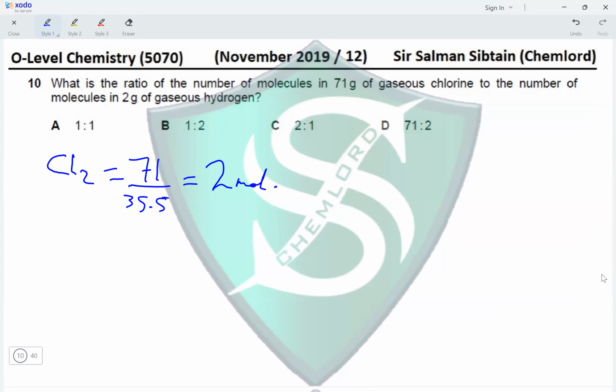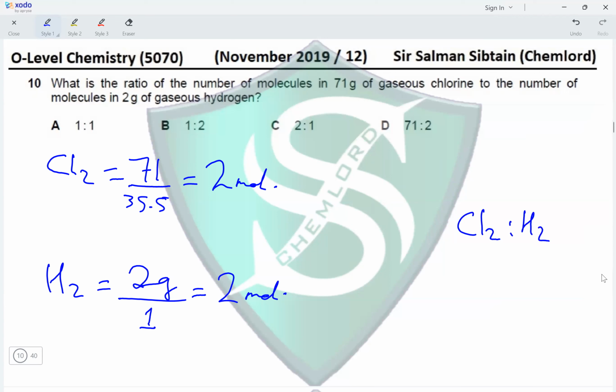And for hydrogen, we have H2, which means 2 grams are present. So 2 grams, mass upon Ar, which is 1, will also give us 2 moles of hydrogen. So the ratio of Cl2 to H2 is 2 to 2, which is the same as 1 to 1. So the correct option for this question is option A.